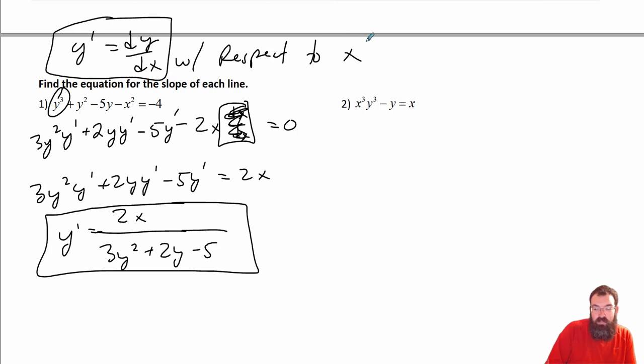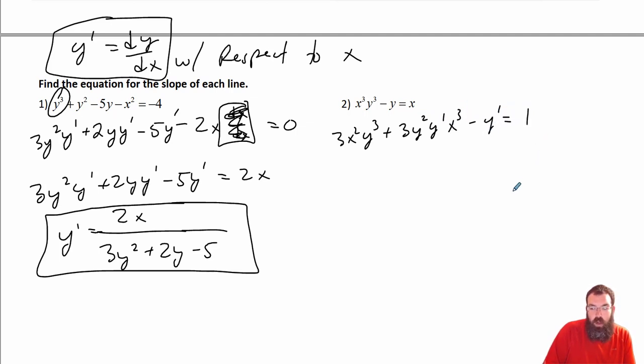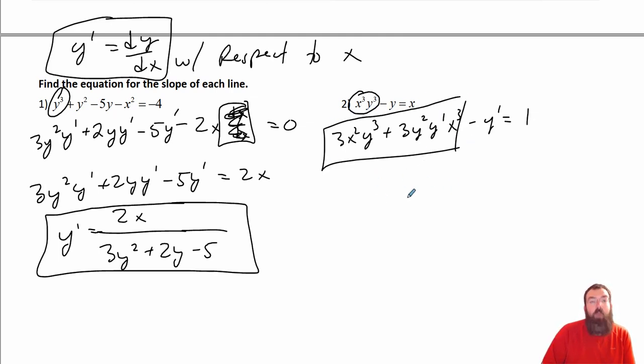This one here, find the derivative. This is product rule. So this is 3x squared y to the third plus 3y squared y prime x to the third minus y prime equals 1. If you can't do product rule by now, you need to go back and practice. That's what that is. That comes down to this here. That's product rule. Hopefully I did that right.